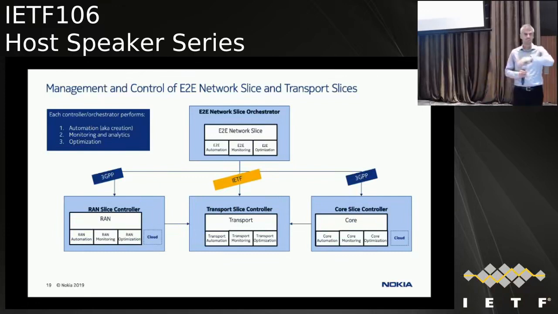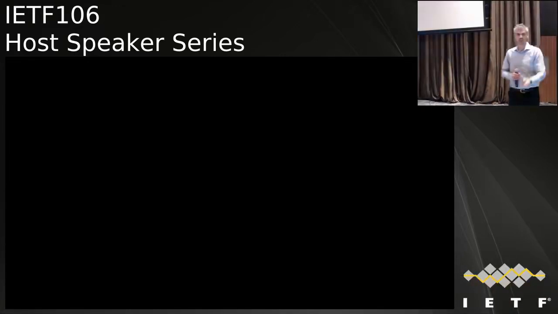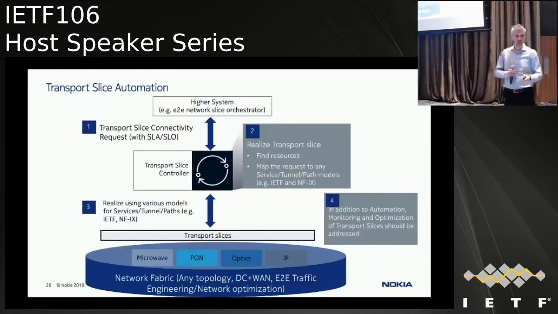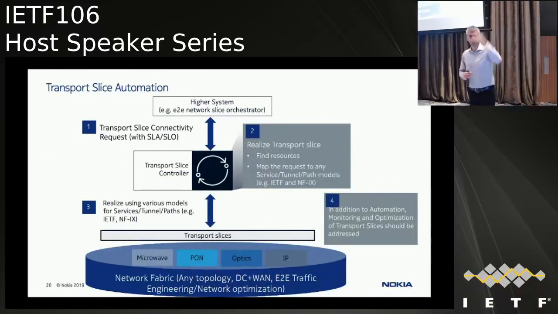Now I remove everything from this slide. I just keep the transfer slice controller and the interface on top. This is the picture that we have. I have the transfer slice controller in the middle. Everything else is removed from that picture. I have a higher system. Again, I try to generalize the concept. In 5G, we call it the end-to-end network slice orchestrator.